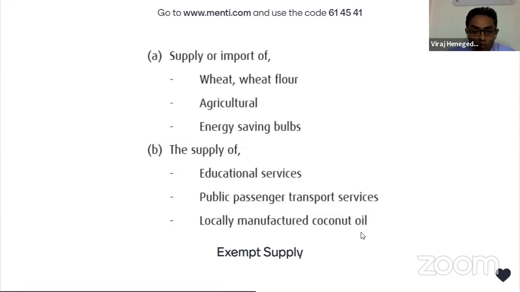Supply of import of wheat flour, agricultural items, energy saving bulbs, and educational services. Remember, the tuition sector, or else the education sector, is VAT exempt. Public passenger transport services are VAT exempt, as is locally manufactured coconut oil. Likewise, if you go through the Value Added Tax Act, there is a separate exempt schedule. It's a whole list we need to go through, because for your exam purposes, very few items are listed here. Right, we'll move to the next one.